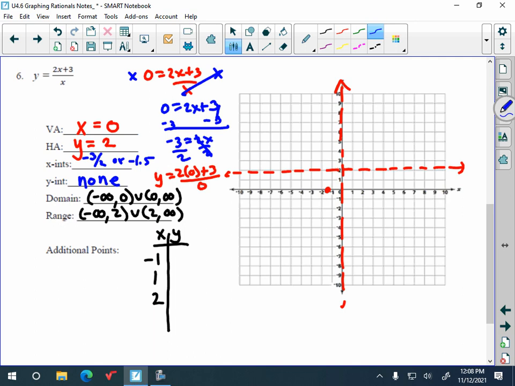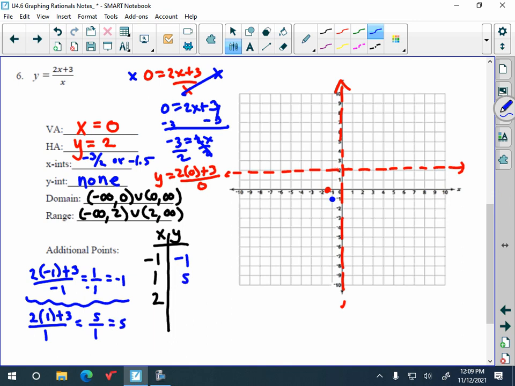All right, so using negative 1, that's going to be 2 times negative 1 plus 3 over negative 1. 2 times negative 1 is negative 2. Negative 2 plus 3 is 1 over negative 1 is negative 1. Which puts me right there. All right, plugging positive 1 in. 2 times 1 plus 3 over 1. 2 plus 3 is 5 over 1 is 5. So 1 comma 5 is right there.